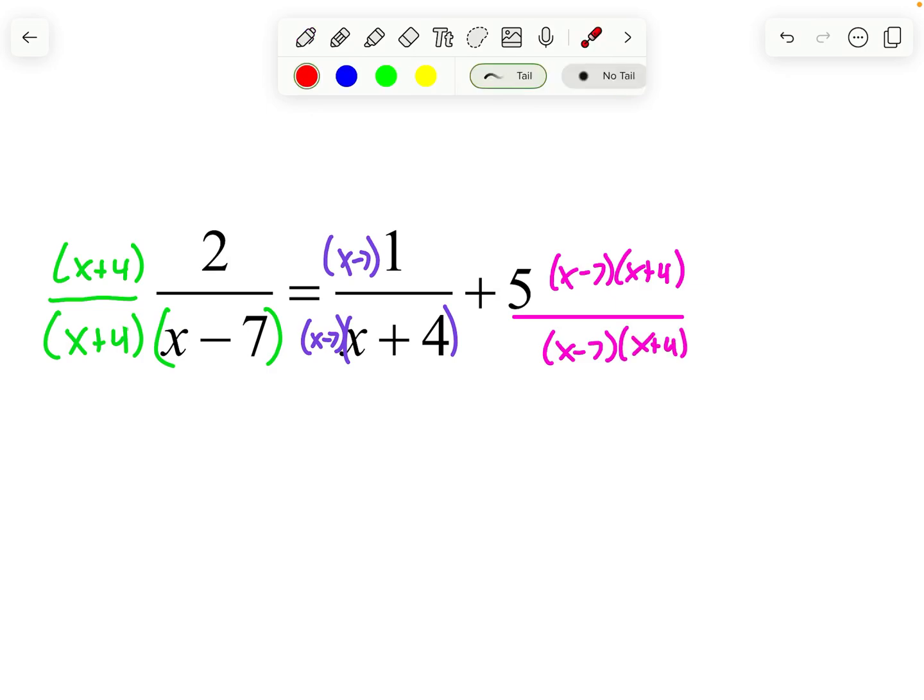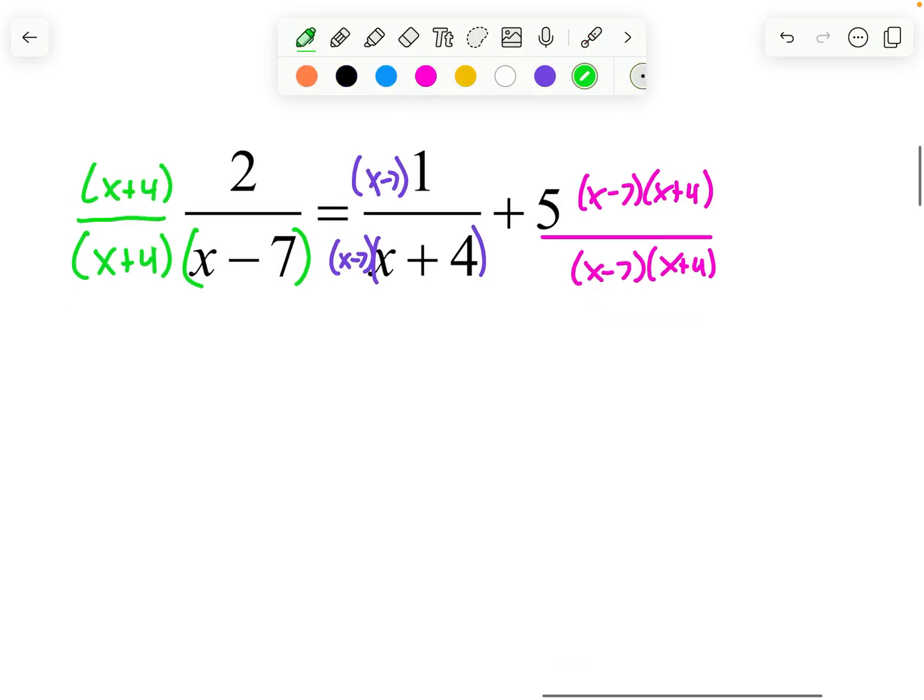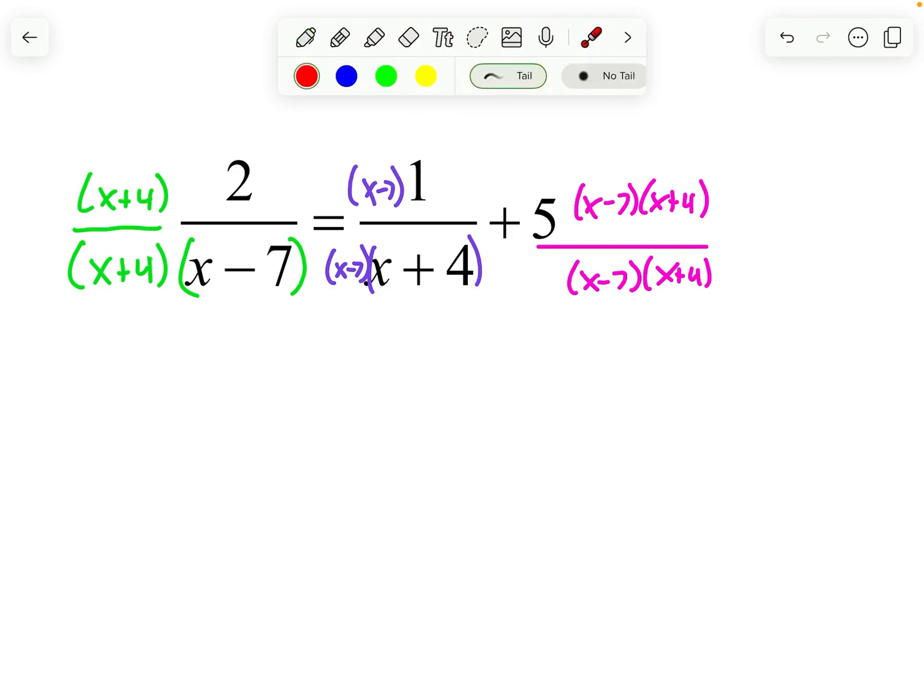So once you've done that, we now have a common denominator. These are the same everywhere, and so we can ignore those and just set the numerators equal to each other. Or, algebraically speaking, multiply both sides now by your common denominator, and then the common denominator cancels everywhere. So on the left side, we have 2x plus 8 after you distribute, equals just x minus 7.